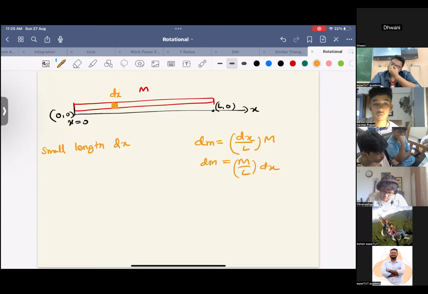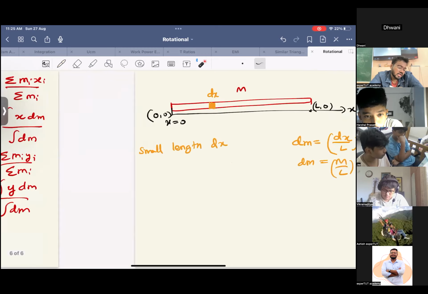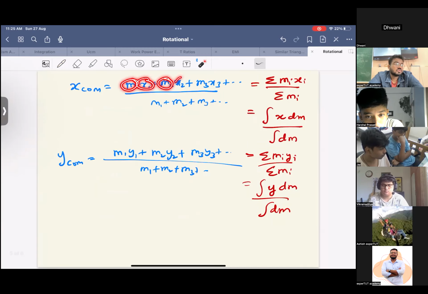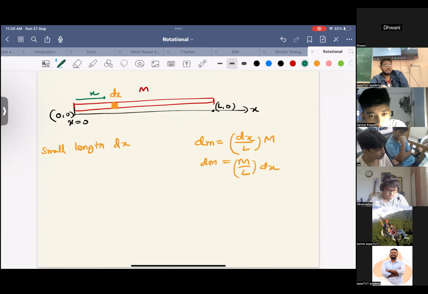dm. What is x center of mass? Understand this. What is the process of finding x center of mass? You go to a particular mass, ask what is its location, what is the x, and multiply them. Look at what is written here, m1 x1, m2 x2. So you go to a particular m1, ask its x1, multiply it. Let's say this is at a length x.